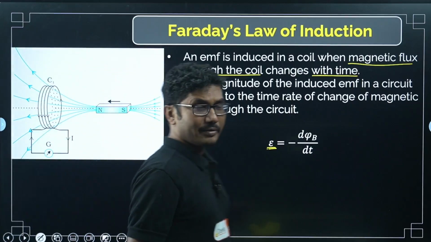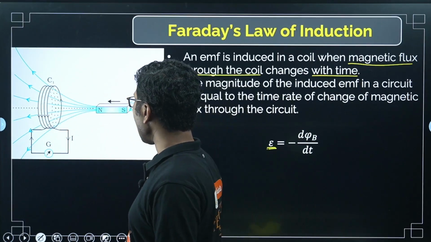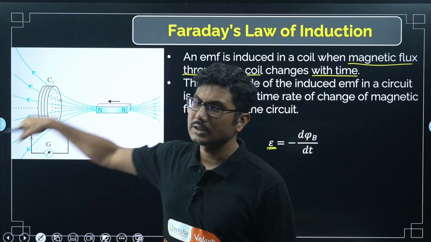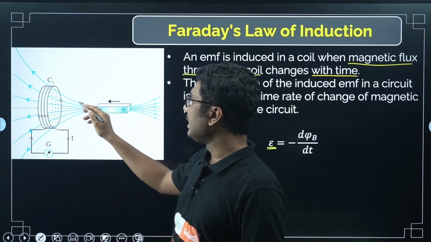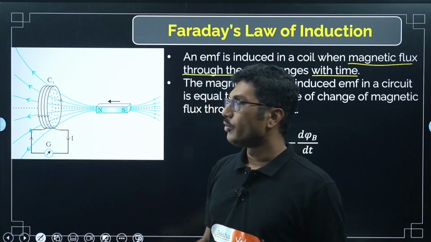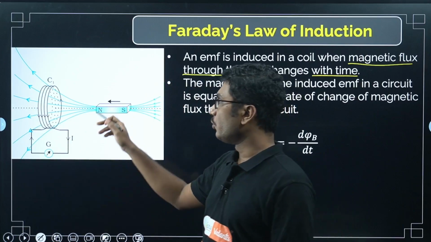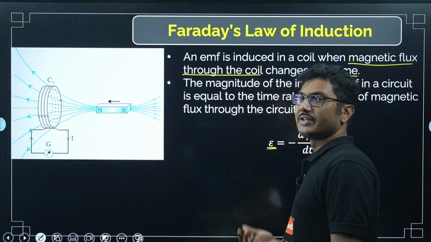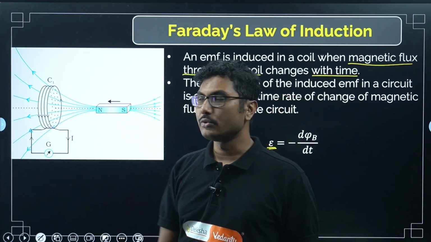Here we have one coil and there is a magnet. Now you are taking this magnet towards the coil. What is happening? The field lines coming out of this magnet crossing this cross section are changing. So the field lines crossing this circle change each and every second as you hold the magnet and take it towards the circle.